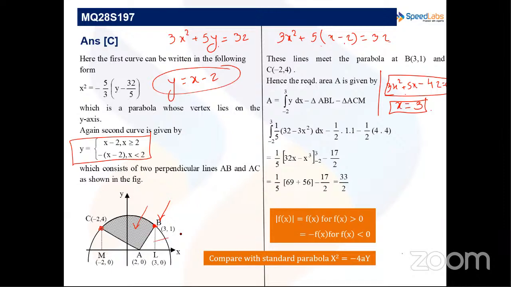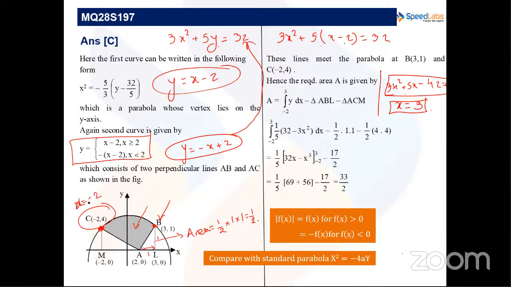So we can see that for this triangle, this length is 1 and this is 1. So area will be equal to half of 1 into 1. So it will be half. Similarly, for this, we put y equals to minus x plus 2 in this equation and then solving the quadratic equation, you will get the value of x equals to minus 2. Putting this value of x equals to minus 2 in here, you will get y equals to 4.